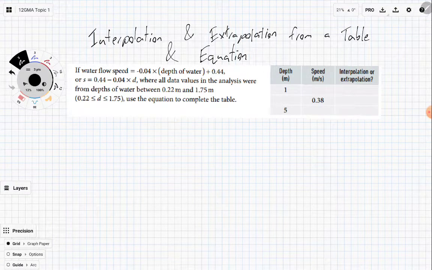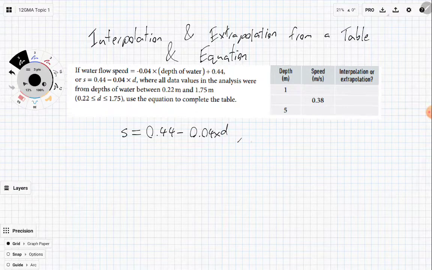So if water flow speed equals negative 0.04 times depth of water plus 0.44, or S equals 0.44 minus 0.04 times D, where all the values in the analysis were from depths of water between 0.22 meters and 1.75 meters, or 0.22 less than or equal to D less than or equal to 1.75, use the equation to complete the graph. Okay, so it's a lot of information, but the key bits is this. S is equal to 0.44 minus 0.04 times D. Alrighty, that's just a simple equation.